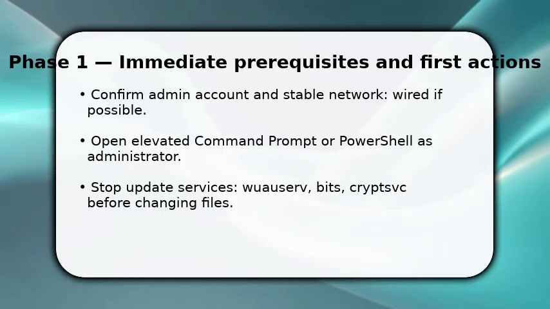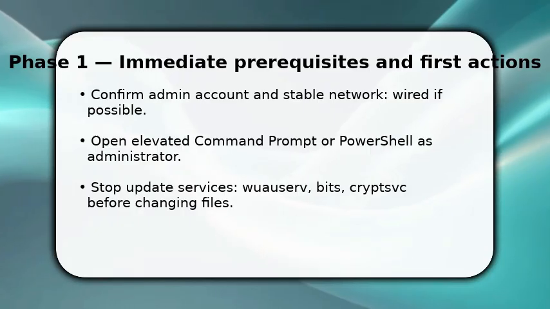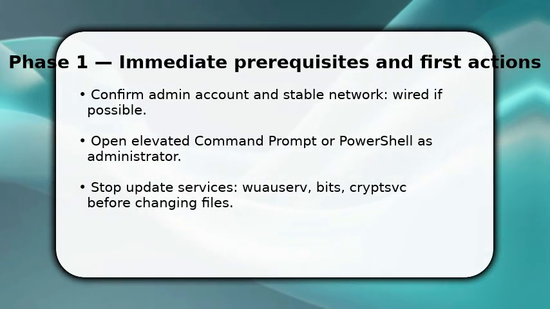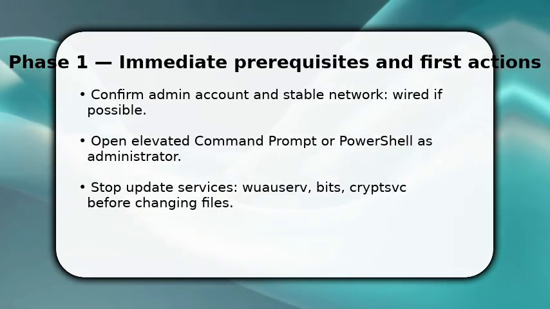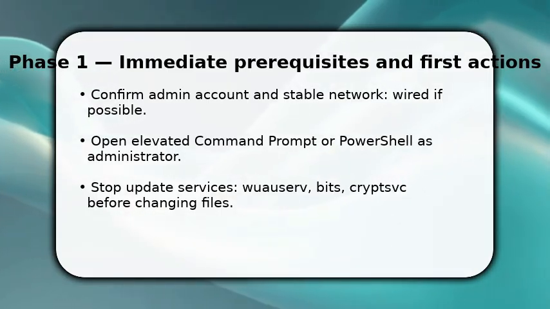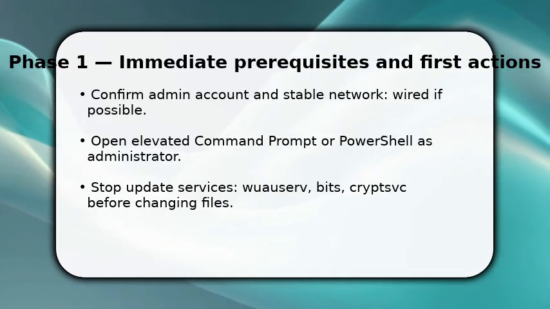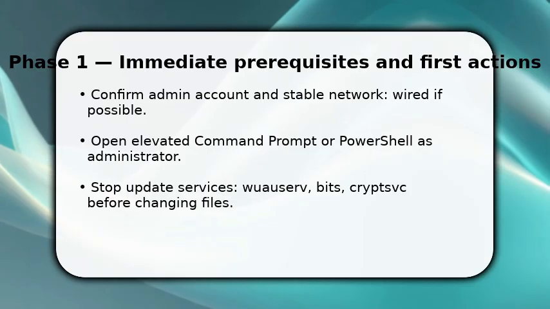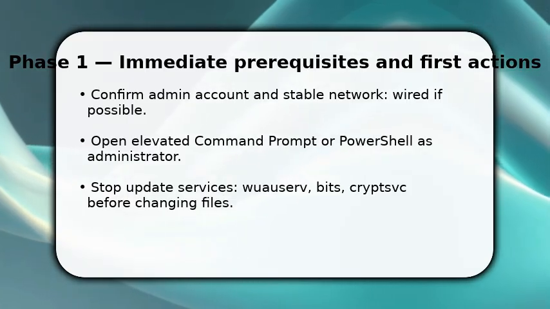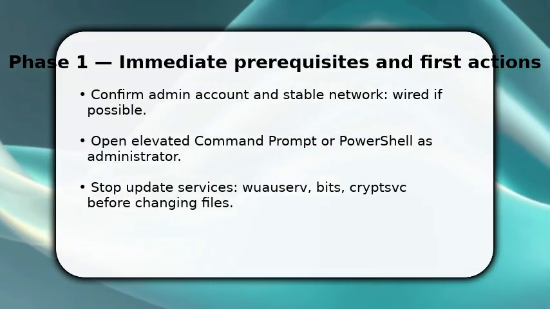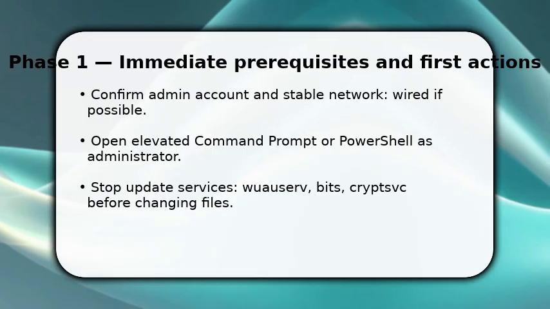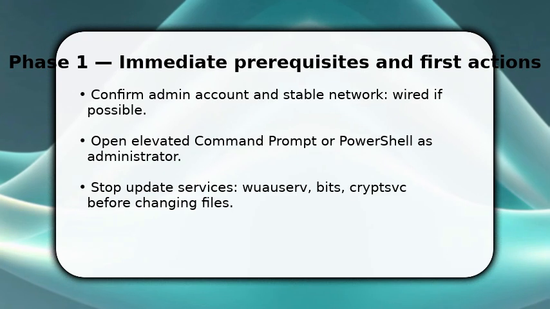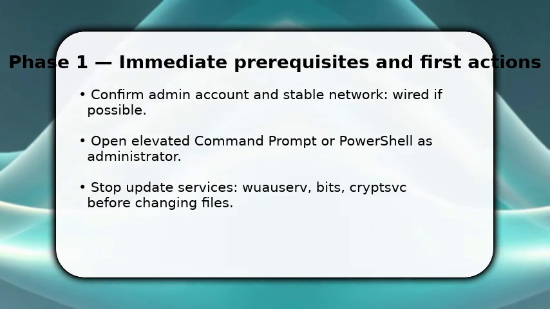You begin by preparing the system so commands actually work. Open an elevated command prompt or PowerShell now because you need administrative rights to change update components. Once done, stop the Windows update-related services, wuauserv, BITS, and cryptsvc, so files aren't in use and you can safely reset. Make sure your network is stable, preferably wired, and that you're signed into an admin account. This prevents permission errors and allows the next steps to fully refresh the update state.